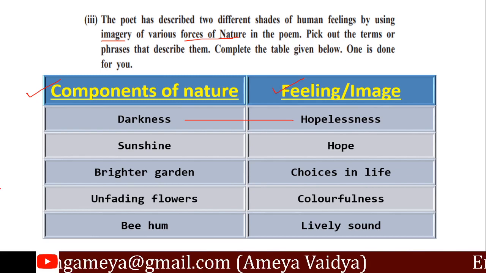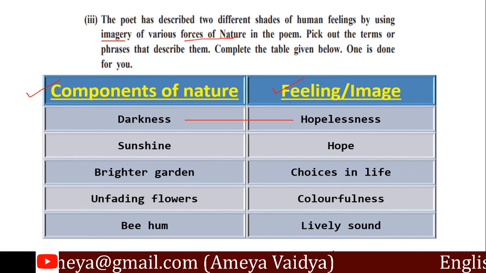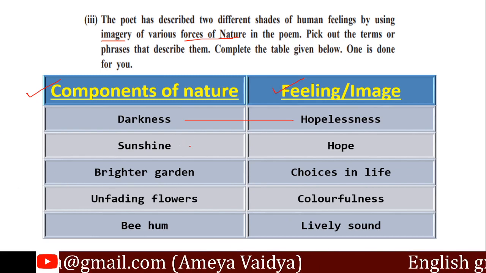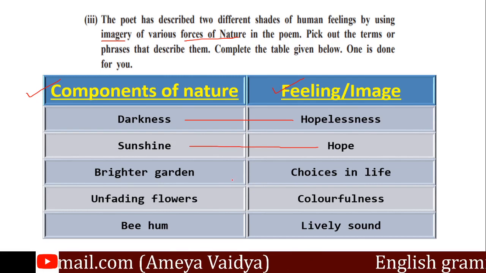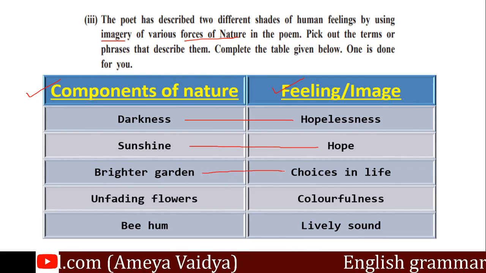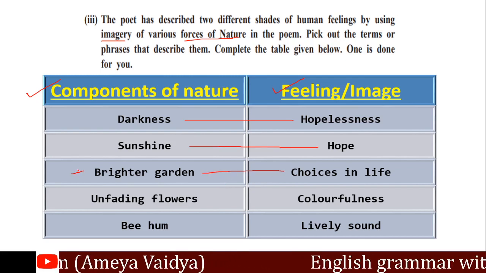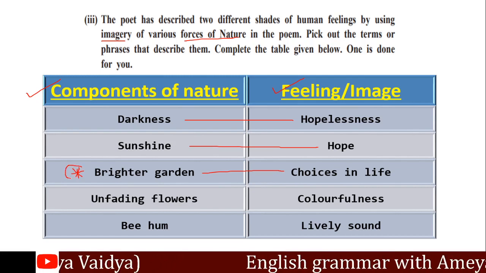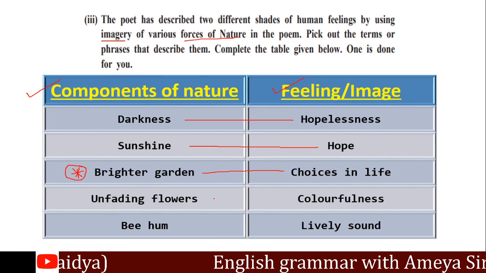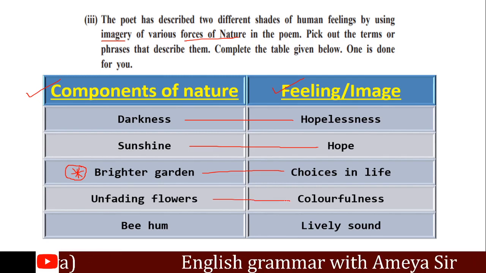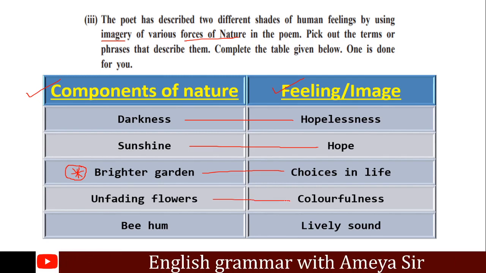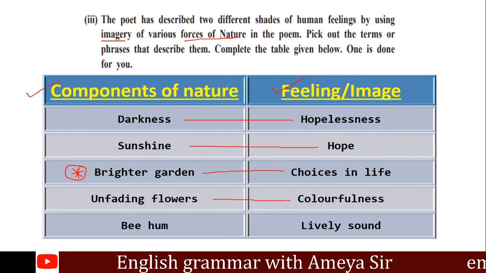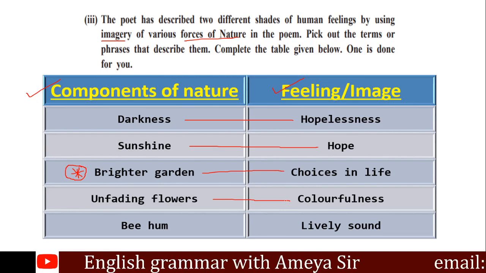Okay then. So darkness is for hopelessness, sunshine is for hope, brighter garden is for the choices in life. I believe this one we saw in the introduction of the poem. In the introduction itself, the textbook did mention this. Unfading flowers are colorfulness. They are used to show colorfulness. They will never become pale. They will never lose their color.